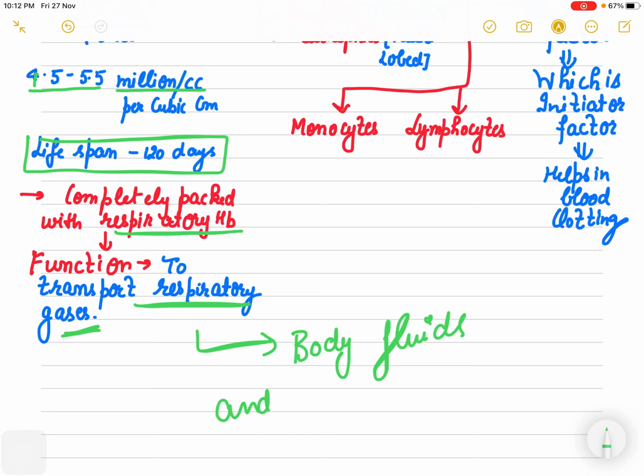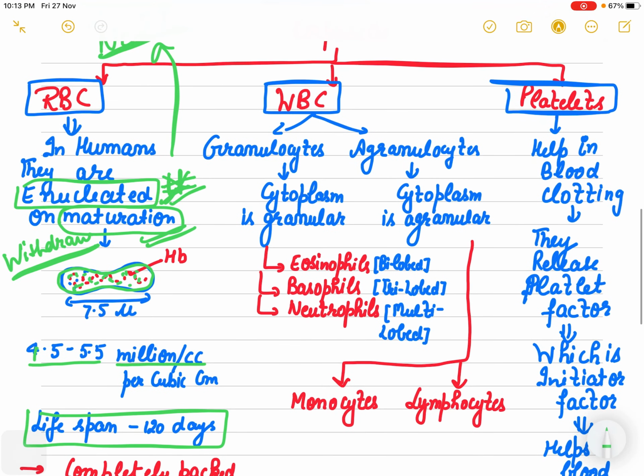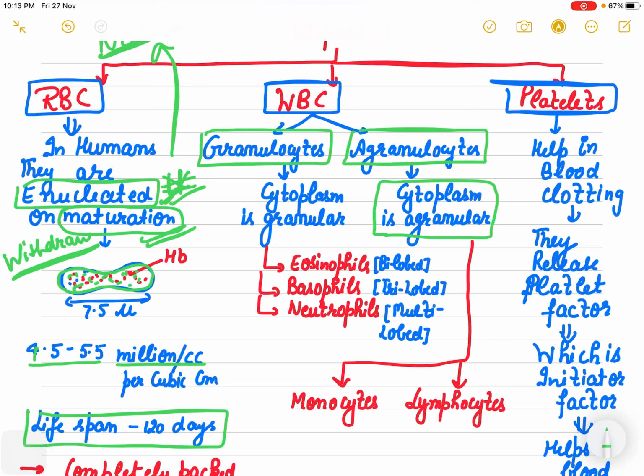In that chapter, we have discussed in complete detail about all the cells, RBCs, WBCs with their structure. So WBCs are mainly of two types, granulocytes and agranulocytes. Granular means the cytoplasm is granular. Agranulocytes means the cytoplasm is agranular.